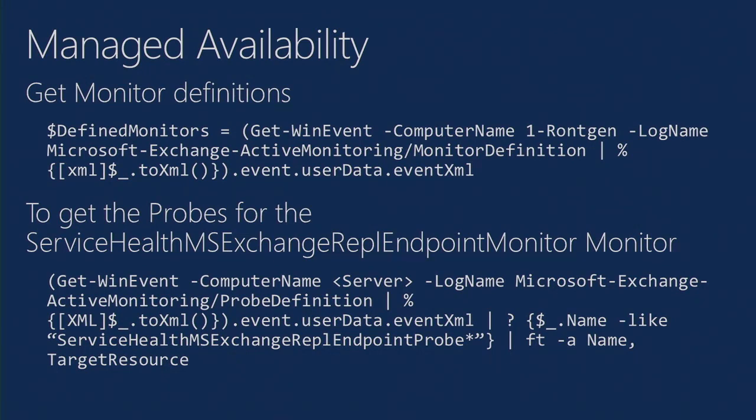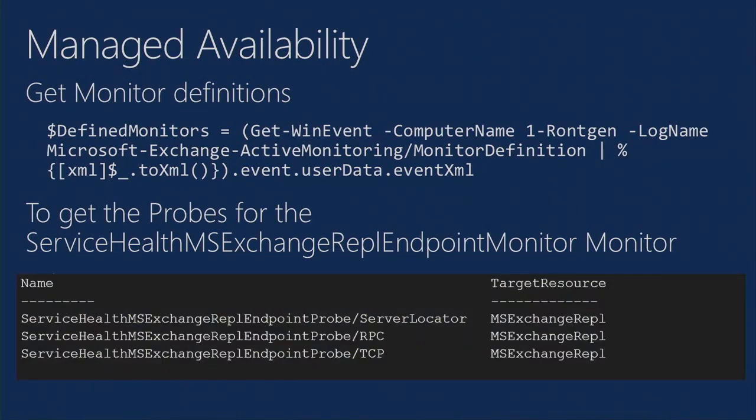Once I have the monitor definitions, in this case, we know what monitor it was from our prior slide, so I'm going to use the bottom commandlet to find out what probe caused that. And when I do that, I can see that here are my 3 probes. There's a probe that checks the server locator to find out where that replication service is. There's a probe that checks the RPC endpoint for the replication service to make sure we can make RPC requests into it, which is very important for all things DAG related. And there's also the more basic one that is TCP related that tells us whether or not we can make a TCP connection, which basically tells us whether or not the service is up or not.